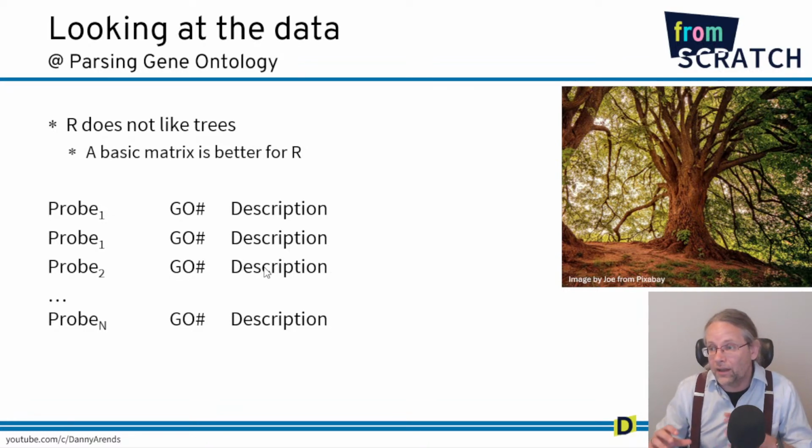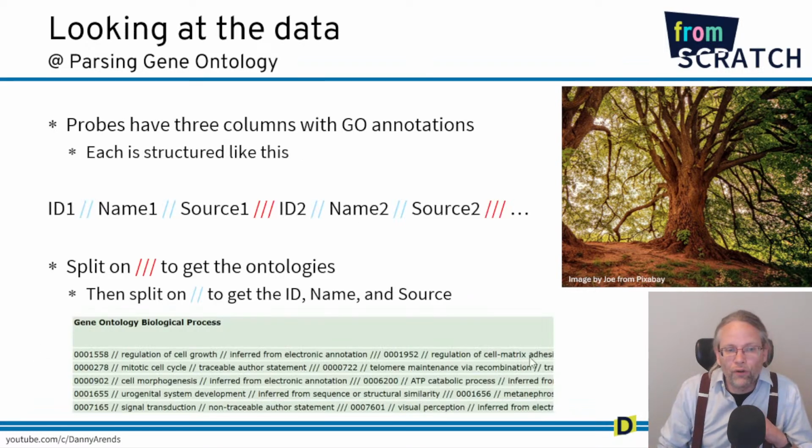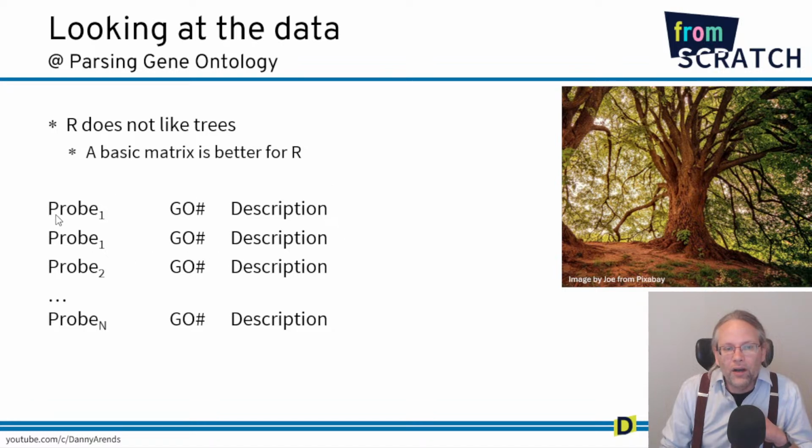So we're going to take this data, which is in this format, and for each probe, we're going to make a little matrix. We're just going to repeat the probe names. So for example, if we have 2 GO annotations, the first probe will be in the list twice. If it has 10 GO IDs, it's going to be in the list 10 times. If it has 10 descriptors, it's going to be in there 10 times, right? So R really doesn't like trees, so we're going to have to avoid this. We're going to go from a tree structure into a 2-dimensional matrix structure. A basic matrix is much better for R.